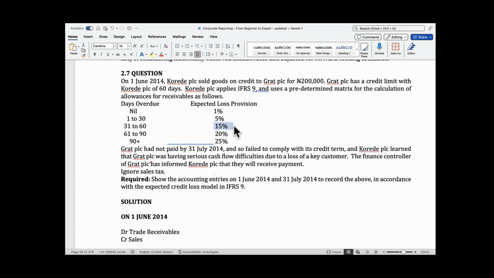So in this question, we sold goods to this guy on 1st of June, and we gave him 60 days. And the guy has not paid. He didn't pay within that 60 days. Right? Because we sold to him in June, and this is already 31st of July.